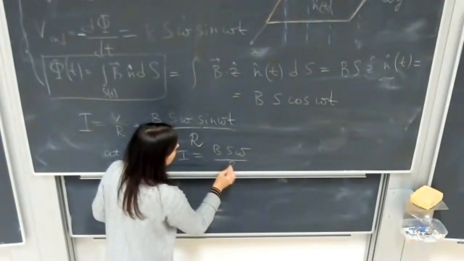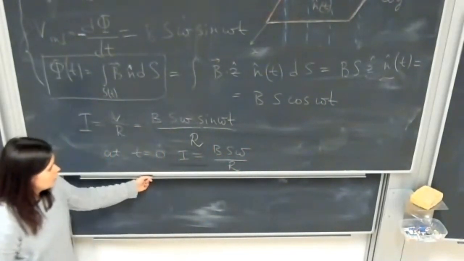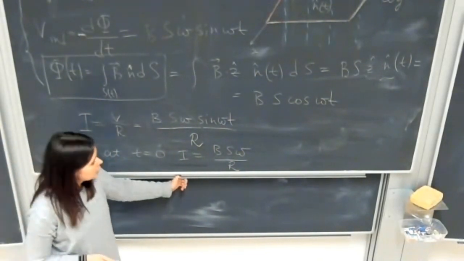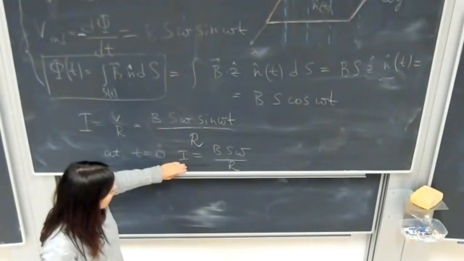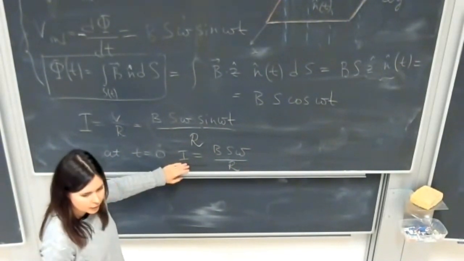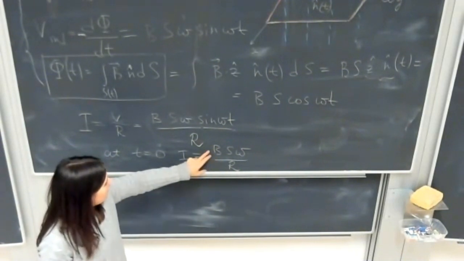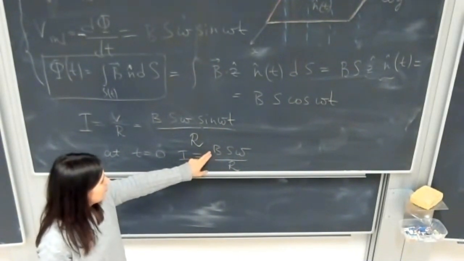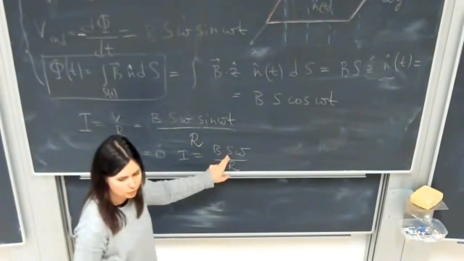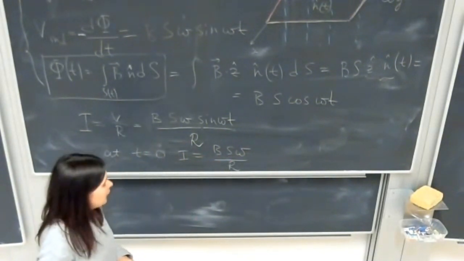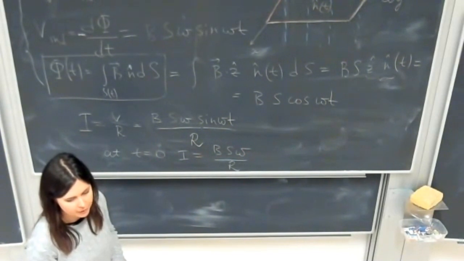omega B S over R. So from the simple equation, we can make a conclusion that to get high currents, the resistance should be small, the magnetic field should be large, the area of the circuit should also be large, and the speed should be quick, it should have a fast rotation.